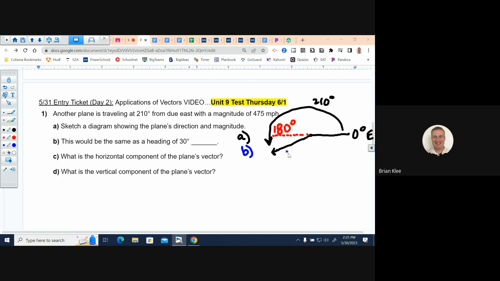If this is 210 out here, 210 minus 180 means that this angle right in here is 30 degrees. And if this is east, north is here, west is here, we would be 30 degrees south of west. So 30 degrees southwest.